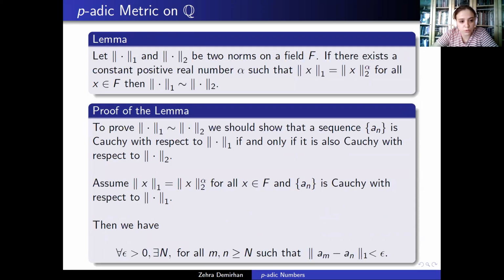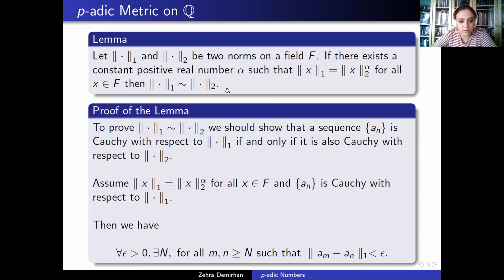Now, before proving Ostrowski's theorem, I would like to state a lemma and give a proof of this lemma. The lemma says: let norm 1 and norm 2 be two norms on a field F, and if there exists a constant positive real number alpha such that this equality holds for all x in F, then we say that norm 1 and norm 2 are equivalent.